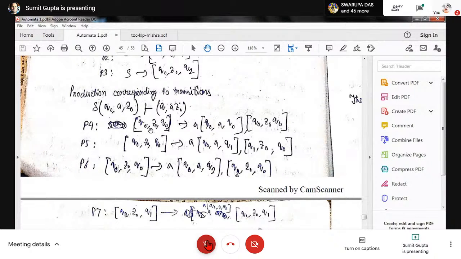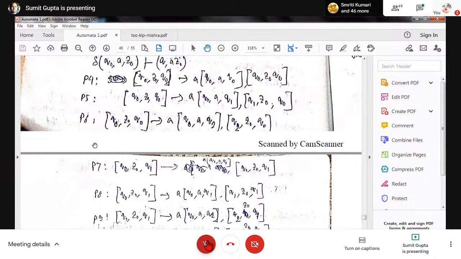This transition, Q0, Z0, Q0, will give A, Q0, A Q0, comma, Q0, Z0, comma, Q0. Similarly, Q0, Z0, Q0 will give A, Q0, A Q1, Q1, Z0, Q0. This way we'll go till 12, for P4, P5 till P12. Are you understanding what I'm saying?